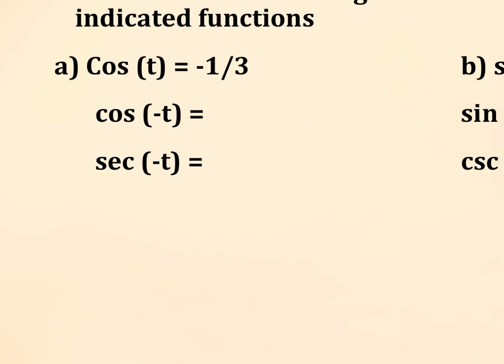What happens when I change the sign on the angle if it's cosine? It doesn't change, which means -1/3. And then the secant would be the reciprocal of cosine, right? So I'm saying the secant of negative t, which means look back on the cosine of negative t and flip it. This is -3.